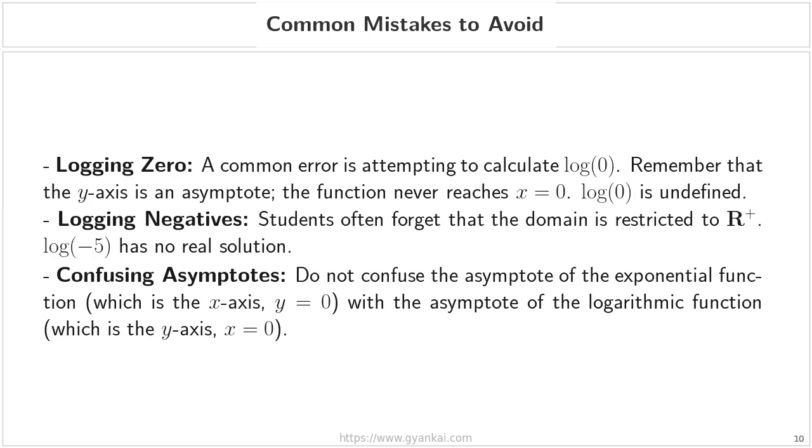Finally, let's address the confusion regarding asymptotes, because the exponential and logarithmic functions are inverses of one another. As we saw when discussing their symmetry across the line y equals x, their asymptotes are mirrored. Do not confuse the asymptote of the exponential function, which is the x-axis, or y equals 0, with the asymptote of the logarithmic function, which is the y-axis, or x equals 0. Keep this distinction clear in your mind to avoid graphing errors.